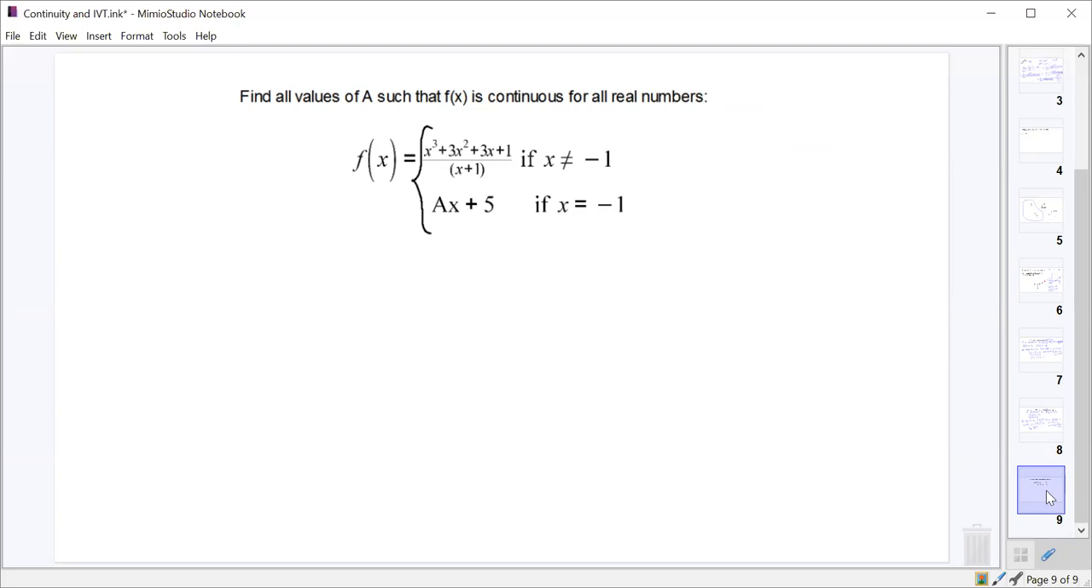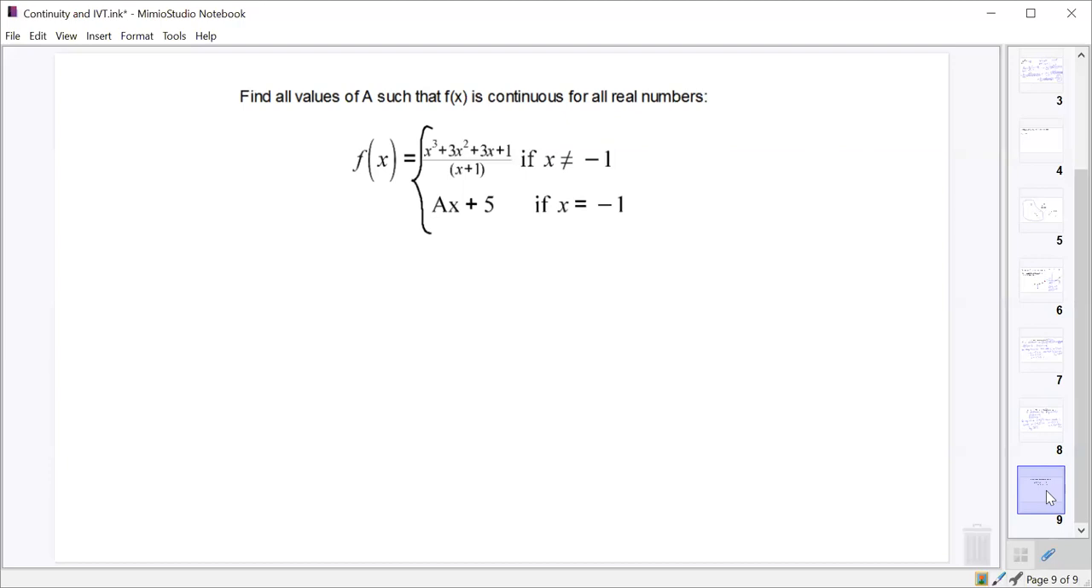To make it continuous, like, could you maybe plug -1 into the top one and then see how you can change the bottom one to fit that result? Yeah, that seems like a decent idea. That's basically what we're going to do. We're going to do it in a little more technical terms, though.